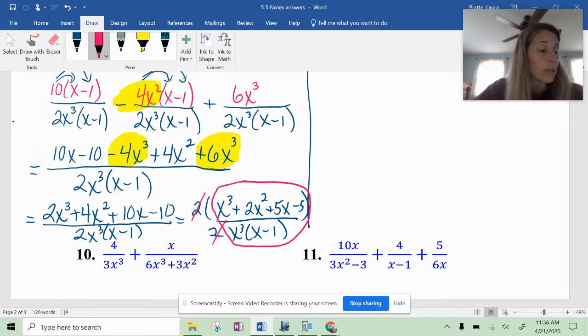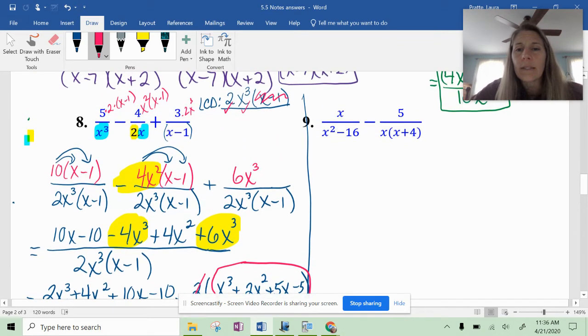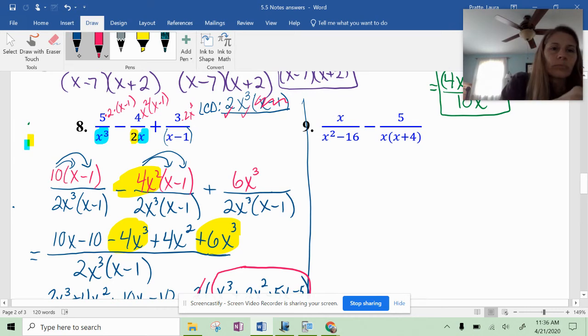Okay, so that one was actually one of the hardest ones on this page, I think. 9 and 10 are going to kind of be a little bit easier, especially 9. But they can be a little challenging. You just need the practice finding those LCDs. All right, so let's take a look at number 9.